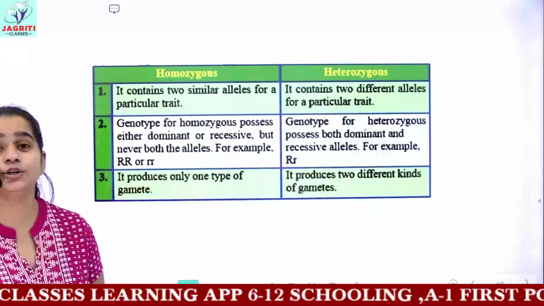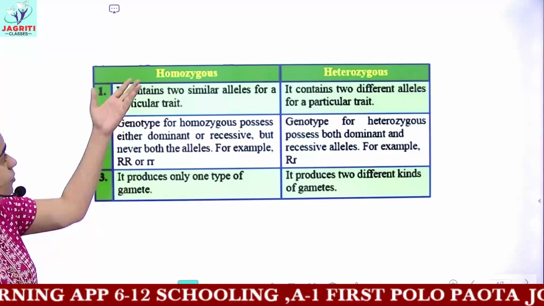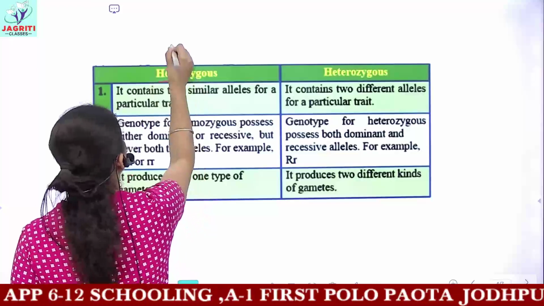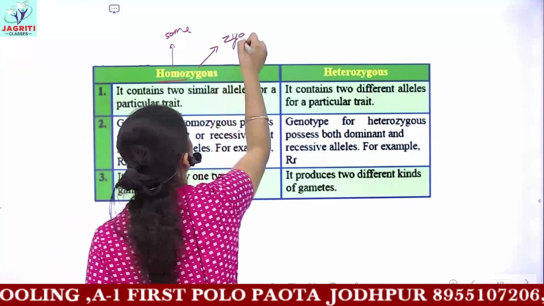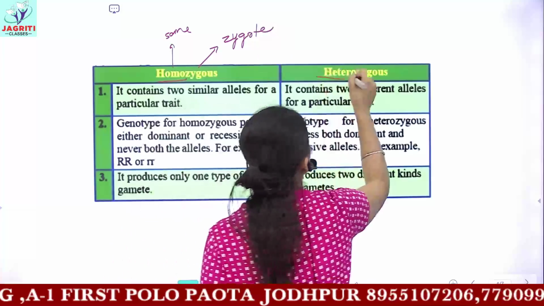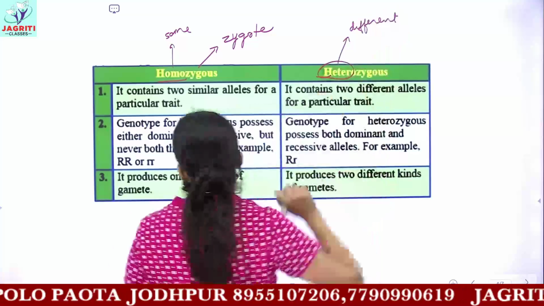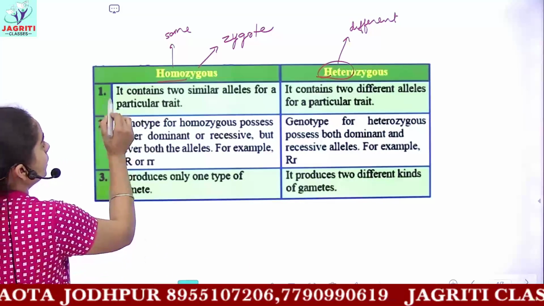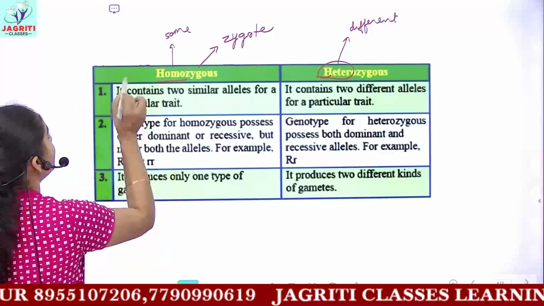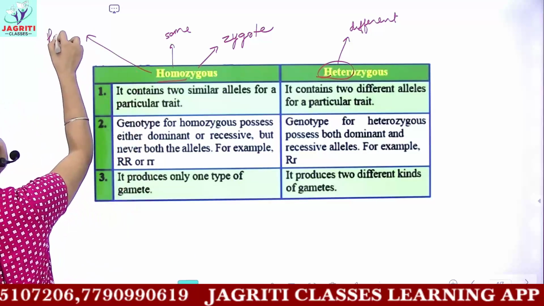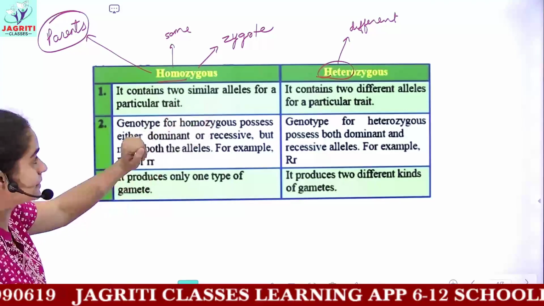Now we are moving on to the next 2 terms, which are homozygous and heterozygous. So what do you mean by homozygous? Homo here means same, and zygous represents the word zygote. Hetero here means different. So homozygous means it contains 2 similar alleles for a particular trait. You can remember that generally the parents, whatever you take, the parents are always homozygous.